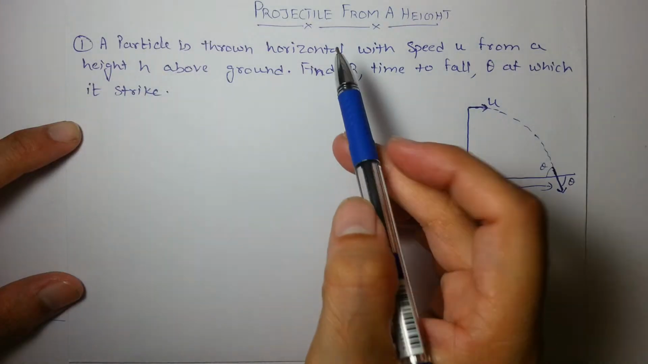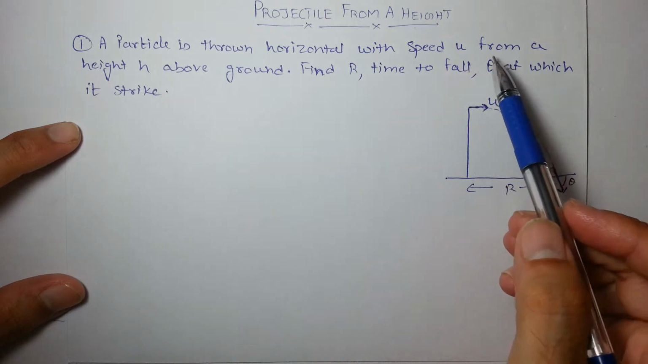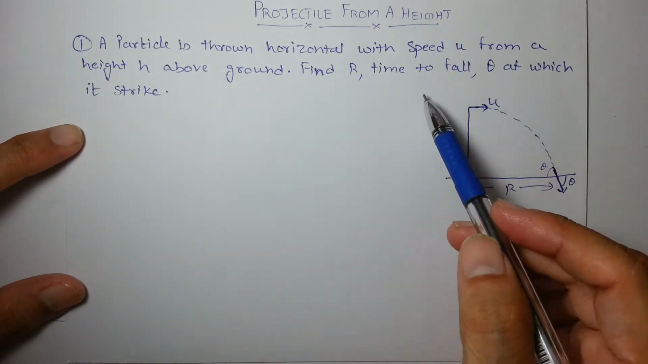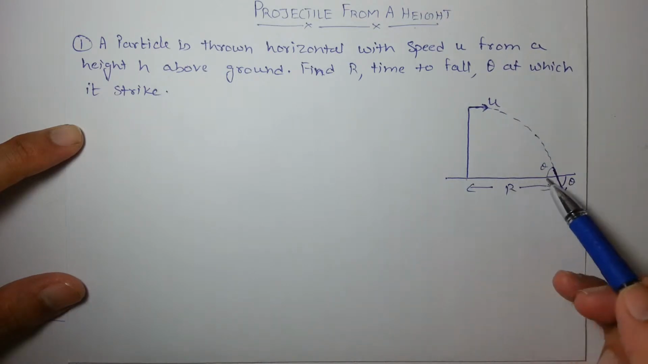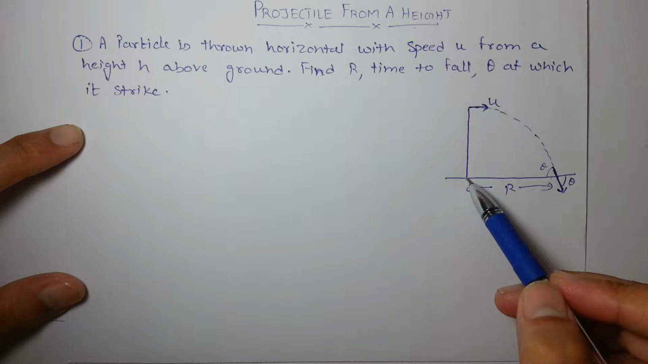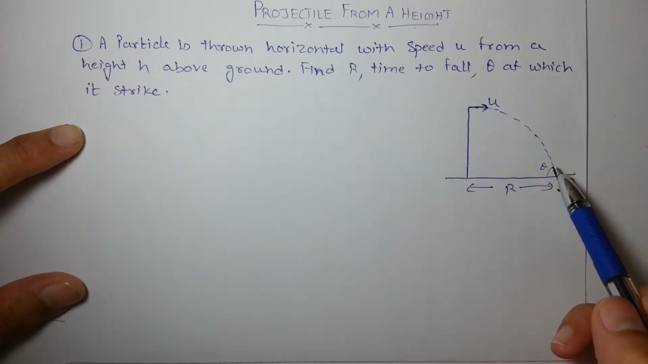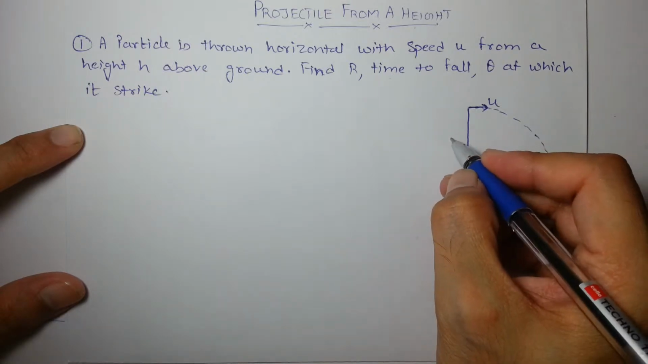In this video, we'll talk about projectile from a height. A particle is thrown horizontally with a speed u from a height h above the ground. Find r, this is the range, how much distance it will cover from the feet of the building, time to fall, theta, the angle at which it strikes the ground. Okay, so this is height h.